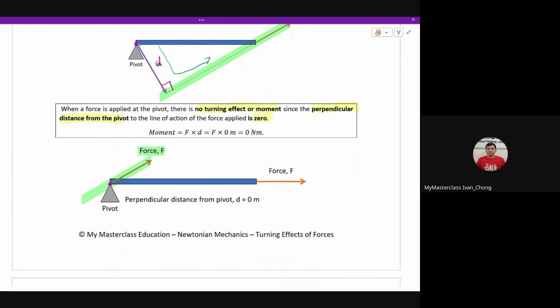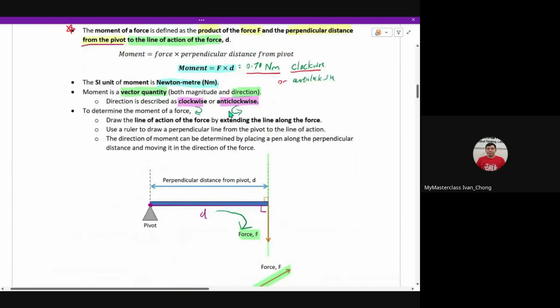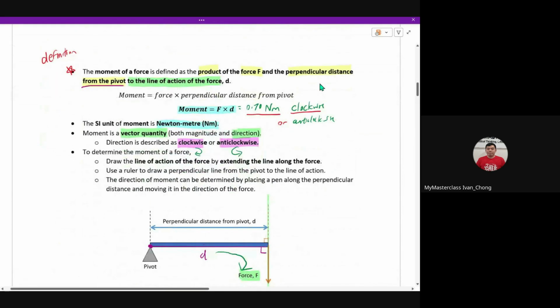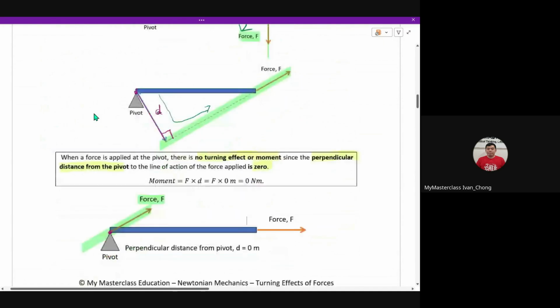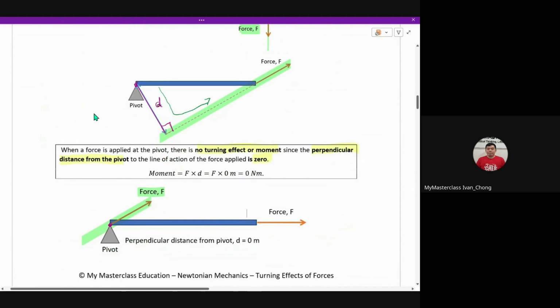Now, if you notice, I keep saying perpendicular distance from the pivot, right? Why not just perpendicular distance? Or even better, just distance. Why can't I just say distance? Because perpendicular distance from the pivot is actually the keyword, the key phrase. The longer version is actually perpendicular distance from the pivot to the line of action of the force. So perpendicular distance from the pivot is actually the short form already. That's the shortest you can go. If you remove any words, you lose marks already. So the perpendicular distance from the pivot is 0. So therefore, there is no turning effect.